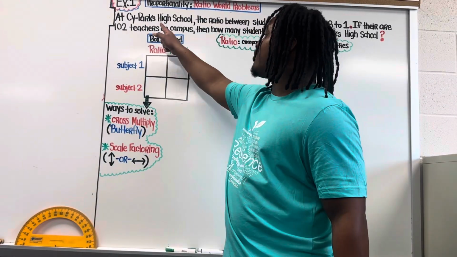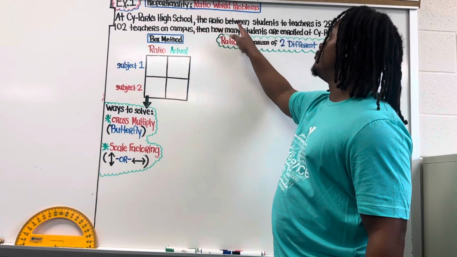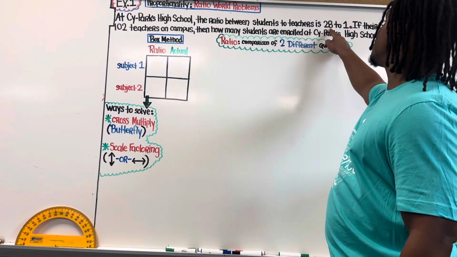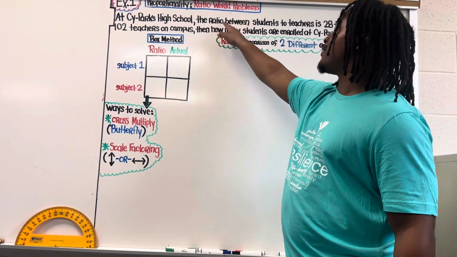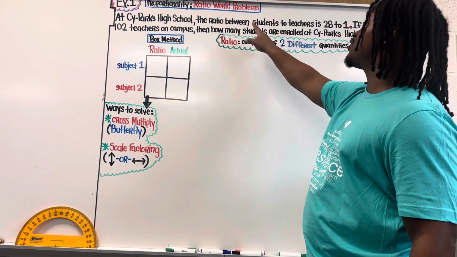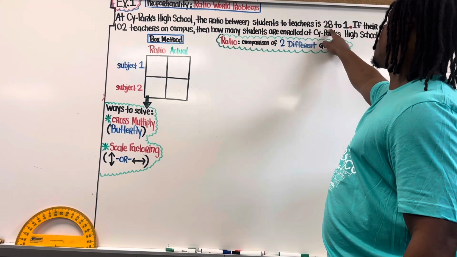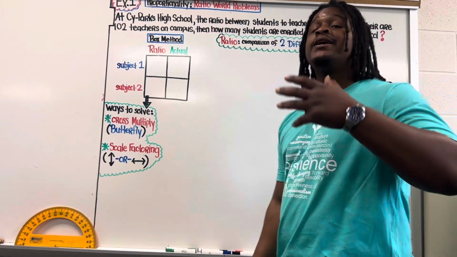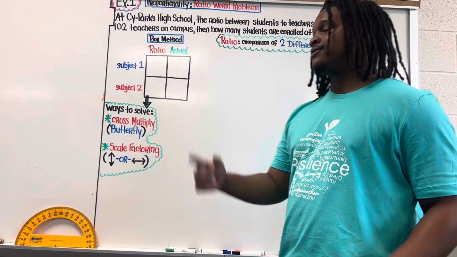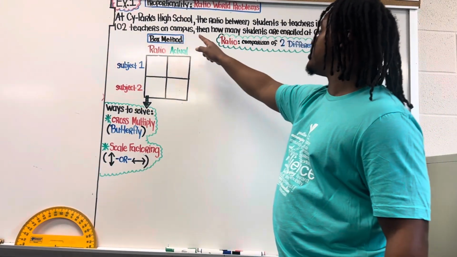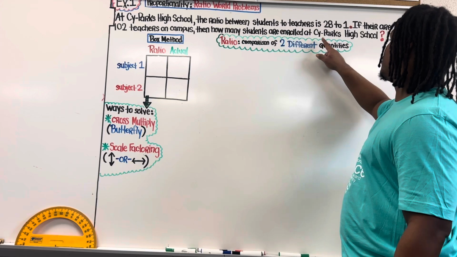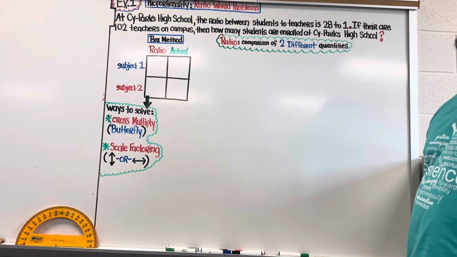It says at Cy Parks High School, the ratio between students to teachers is 28 to 1. So for every 28 students, there's one teacher, right? If there are 102 teachers on campus, then how many students are enrolled at Cy Parks High School, okay?